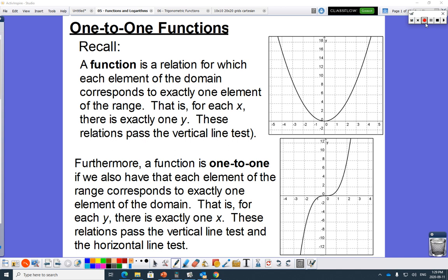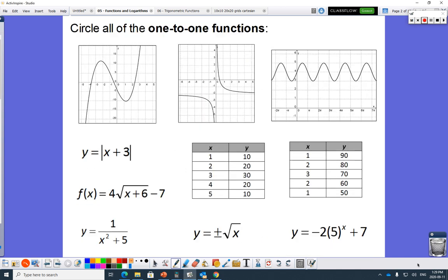You don't need to know all that just yet. What you need to know is, okay, one-to-one, not just vertical line test, it's got to pass the horizontal line test as well. And we call that a one-to-one function. Yes, good. Circle all the one-to-one functions. Maybe it's easier to circle the ones that aren't one-to-one. It's almost easier to recognize ones that aren't one-to-one.